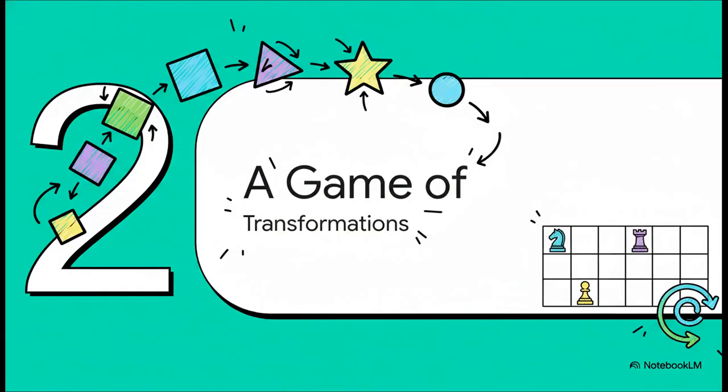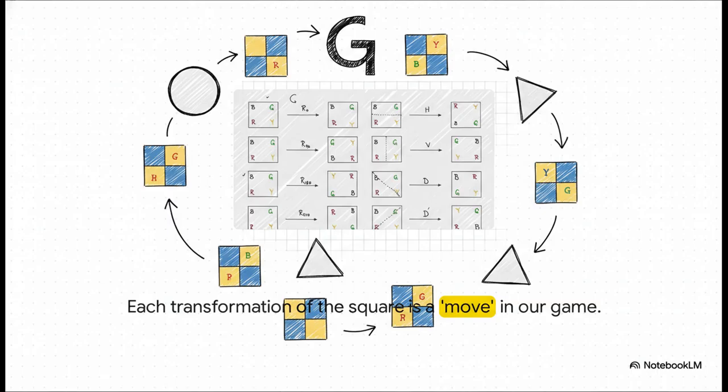Thinking about these rules leads us to a really fascinating place. What if we treat these symmetries not just as properties, but as moves in a kind of game? A game with a very special structure. Let's go back to our square. Here are all 8 of its symmetries laid out. You've got the do-nothing move, the 3 different rotations, and the 4 different flips. Each one of these is a distinct, legal move we can make in our game.